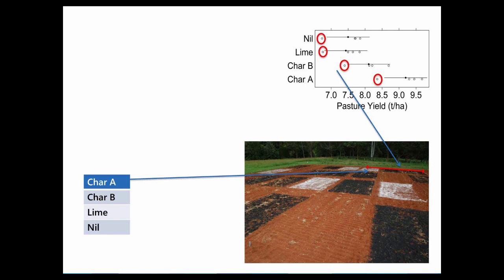Let's think about the strip plot model that people who want to work in the real world proposed. Let's superimpose it over that space. Char A might have got that bad area. Char A then goes from our best treatment to being our worst, based on a very arbitrary decision to place it in that spot.